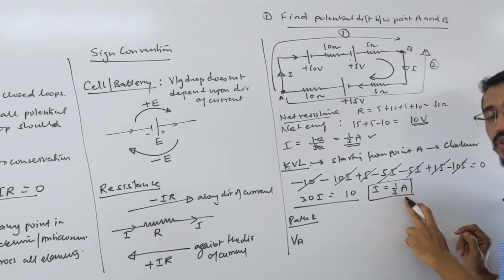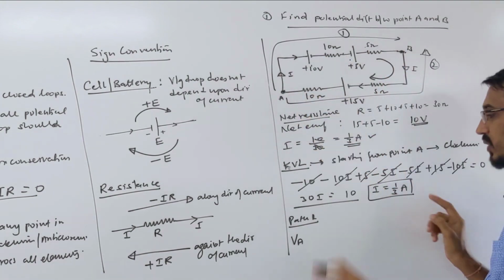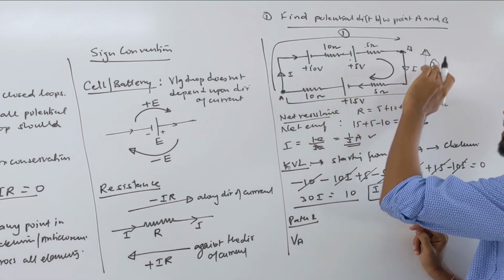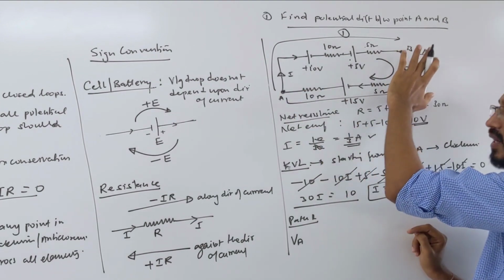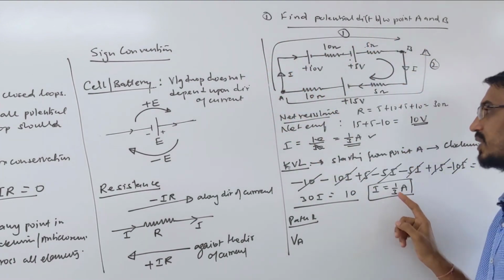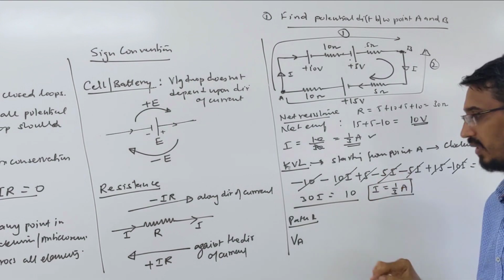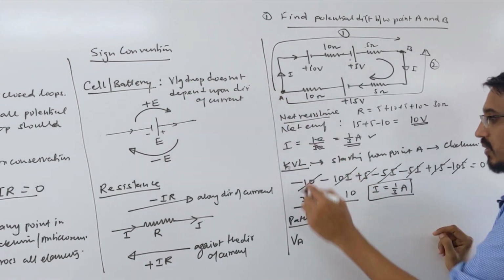Here the answer we gave, a positive answer came, which means the direction of current is correct. Suppose here the answer comes negative, it means the current is flowing in the opposite direction. First you have to write the direction of current properly. Positive answer means whatever you assume, that direction is correct. Okay, potential at point A is, let's call it VA.